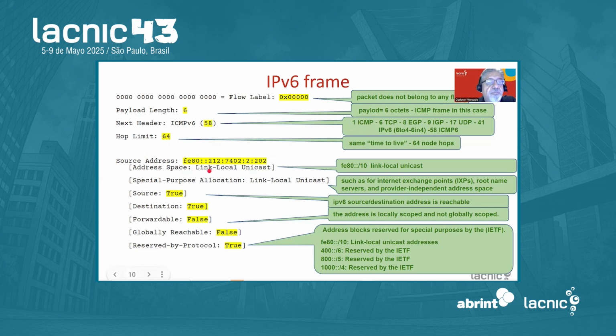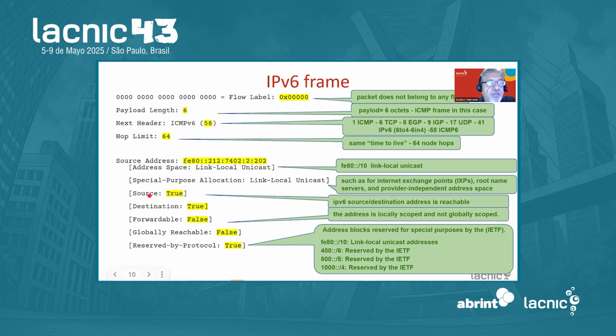It's FE80. It corresponds, within the characteristics of IPv6, to a link local unicast. It means that it only encompasses the link local. It's not routable. And so, therefore, if we want to use something special in that network, such as an internet exchange point, an IXP, we're only going to have a link local.